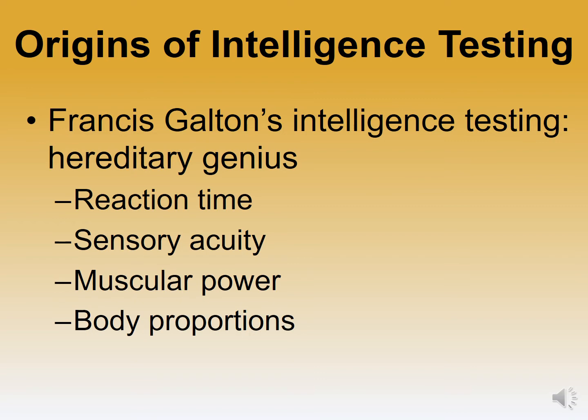And so his tests measured a variety of things, not even all of them had to do with intelligence: reaction time, sensory acuity, muscular power, and body proportions. And so these measures did not really line up. Like people who scored well in body proportions maybe didn't score well in reaction time. There really wasn't any correlation, any G factor like we talked about yesterday.